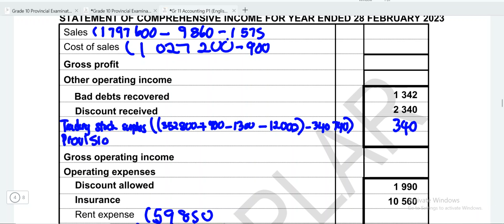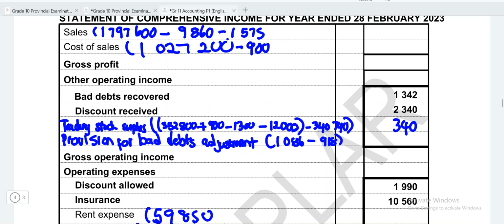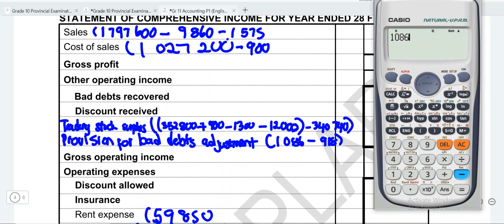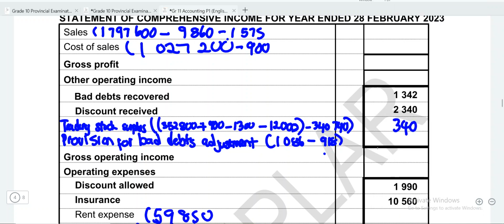Provision for bad debts adjustment. Remember we said 1,086 minus 918. So let's check. 1,086 minus 918, it is giving us 168. So that 168, we will record it here, guys.